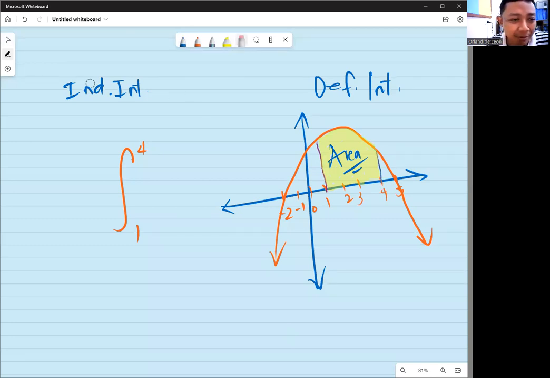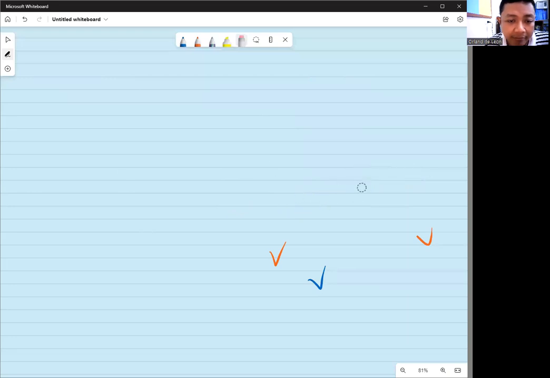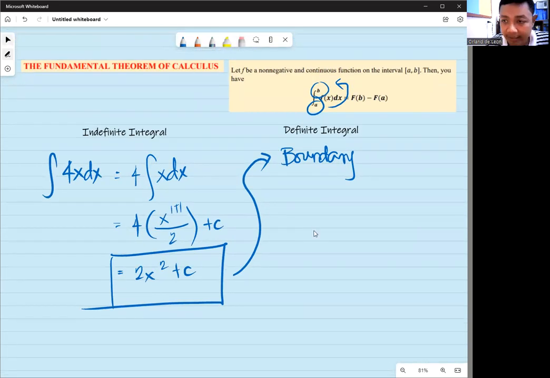Okay, so let's now move on. Now, definite and indefinite integral are now clear to you. Again, the indefinite integral doesn't have boundary, but the definite integral has boundary. Okay? Now, let's continue with this.